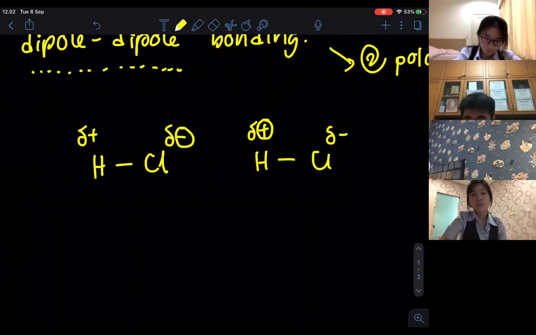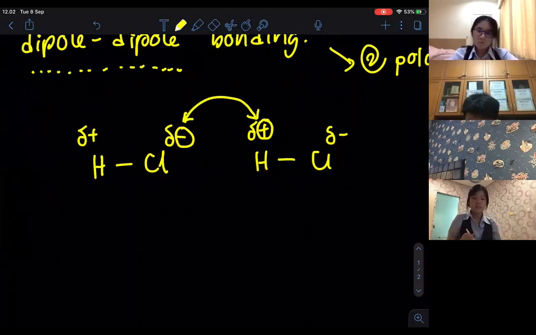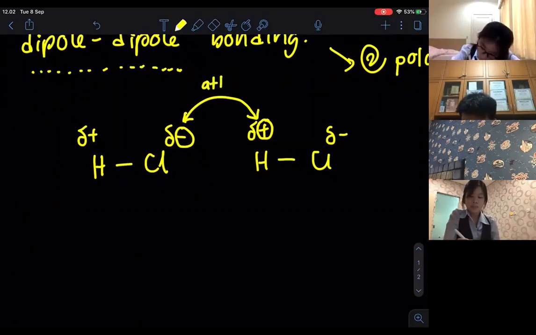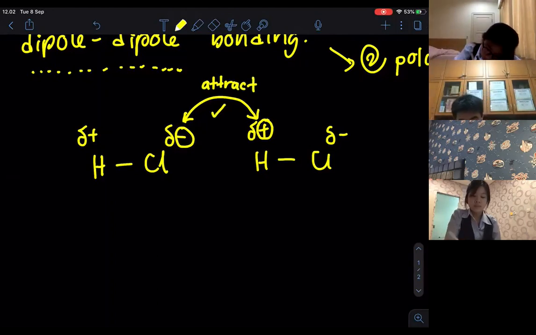What can you say about negative and positive? Christopher, do they attract or repel? They attract each other. Okay. So opposite charges, they attract. So it means they start to form bonding.